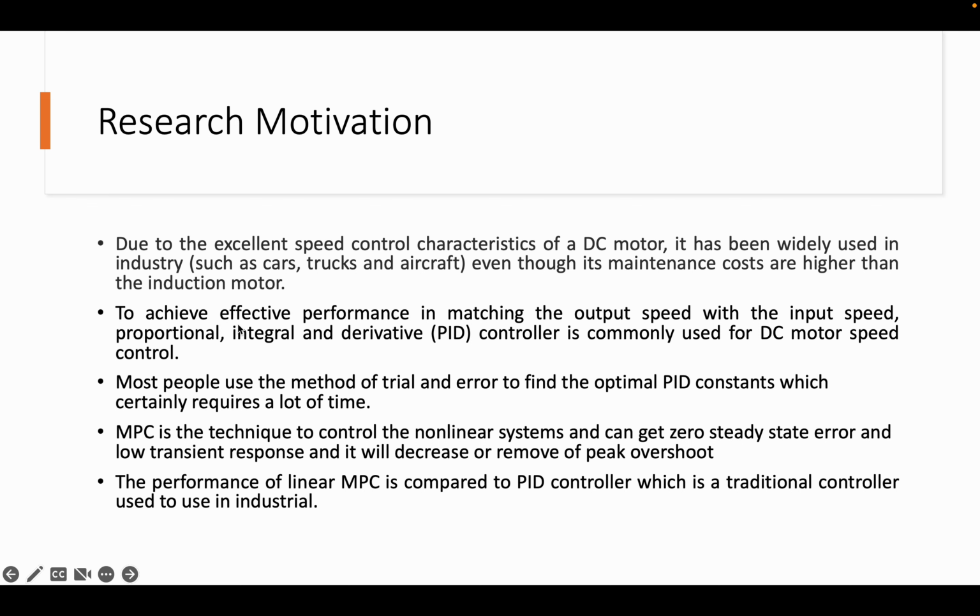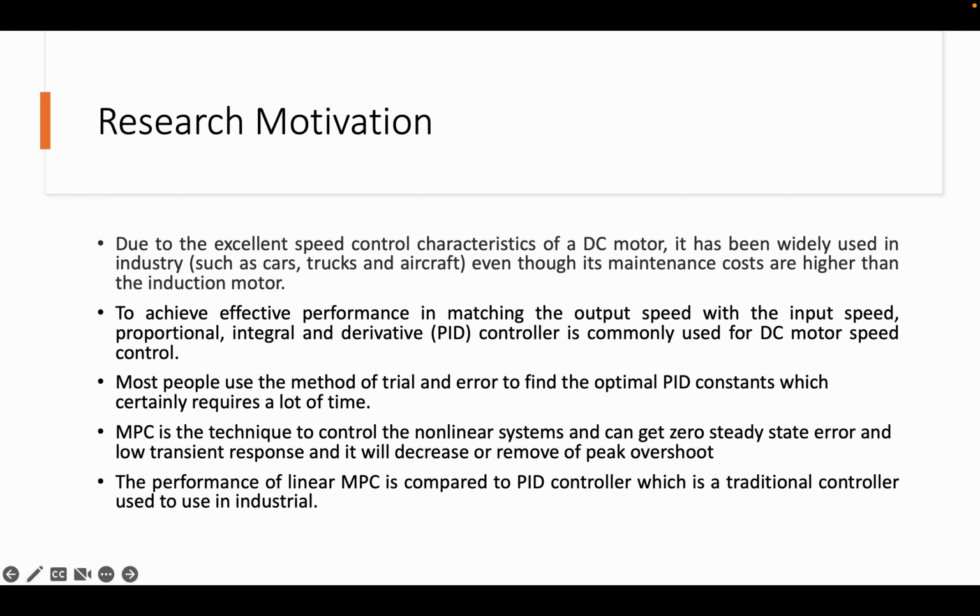To achieve effective performance in matching the output speed, proportional integral control is commonly used for DC motor speed control, but most people use the method of trial and error to find the optimal PID constants, which certainly requires a lot of time.